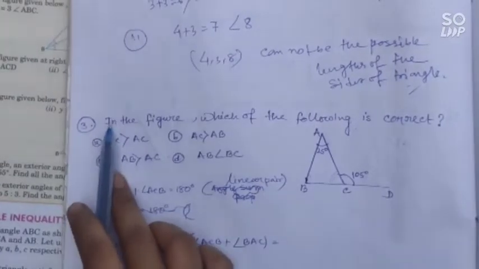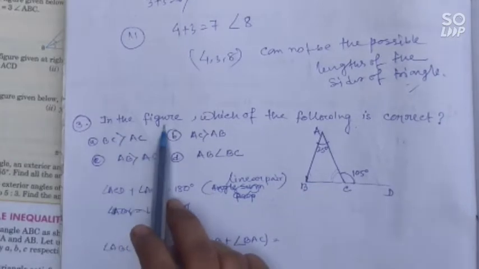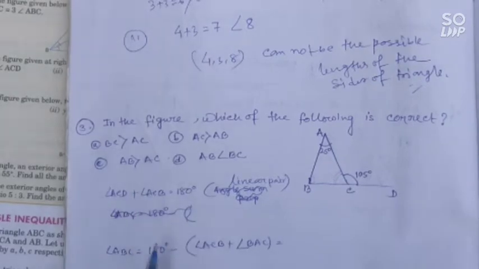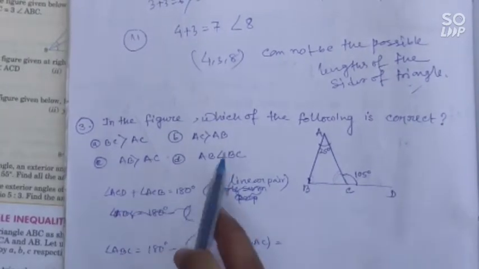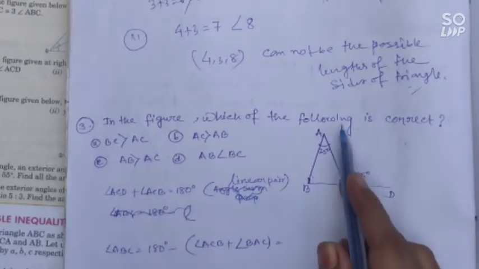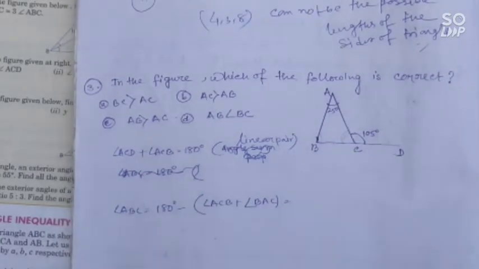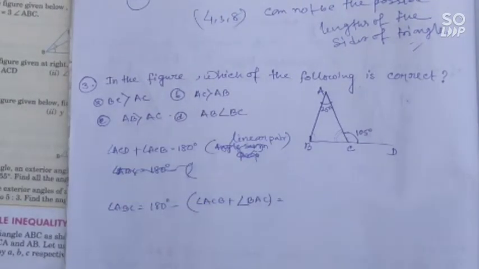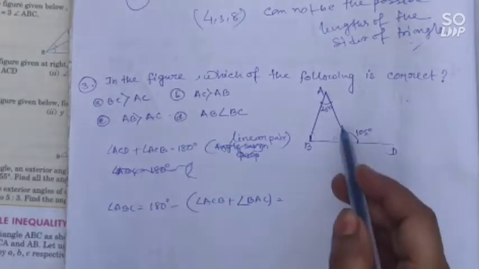Now everyone look at this problem. Question number 3. In the figure, which of the following is correct? Here some relations are given: BC greater than AC, AC greater than AB, AB greater than AC, and AB less than BC. So which option will be correct in this figure? So here you have to find the relation between the sides. Sides এর মধ্যে relation find out করতে হবে, মানে কোন সাইডটা বড় কোন সাইডটা ছোট, which side is greater than which side is less than which side. You have to find the relation between the sides.